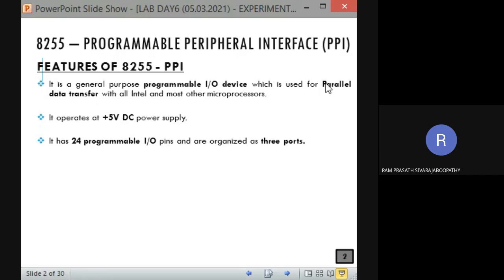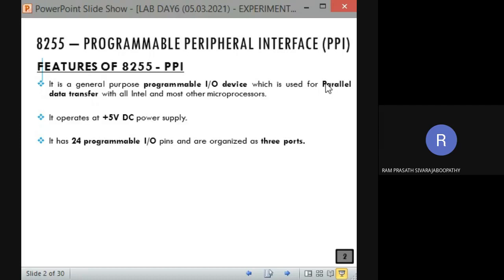8051 microcontroller features சொல்றப்ப சொன்னோம். ஞாபகம் இருக்கா? 8051 microcontrollerல எத்தனை port இருக்குன்னு சொன்னோம்? How many ports we are having in 8051 microcontroller? Kindly type it in the chat. Very good. 4 ports. Correct. What about the size of each port? 8 pin. Correct. So total எத்தனை pin இருந்துச்சு? In total we will be having 32 IO pins. Correct. In the case of 8255, we are having 24 IO pins which are organized as 3 ports.